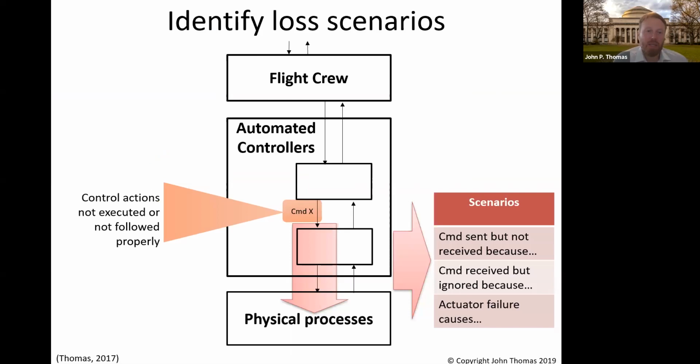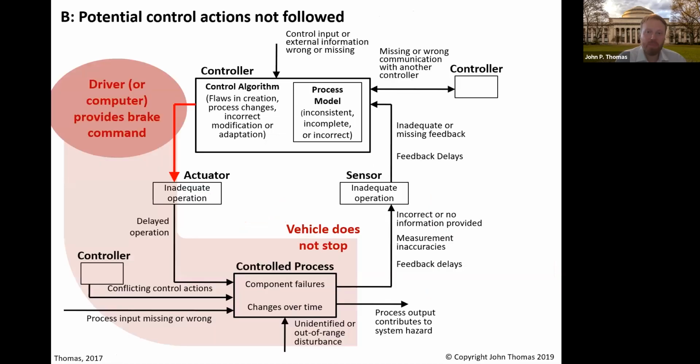The next step in the last type of scenario is what if the control action is not executed or not followed properly? Here's an example. Let's say the driver does provide the brake command, but the vehicle does not stop. So we'd be looking at the bottom left portion of the control loop, and we'd be looking at problems here. We'd say, what can go wrong with the actuator? Maybe some actuator can fail. Maybe somebody can lose power and the command doesn't get through.